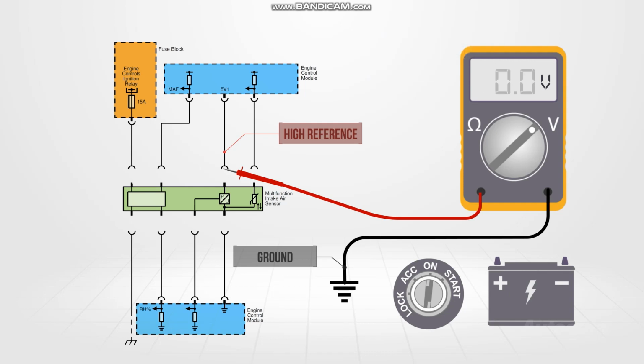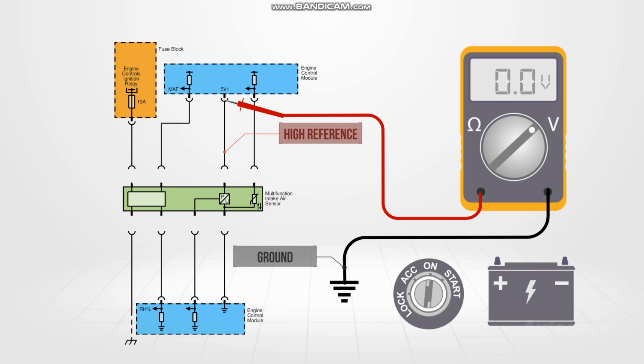If no voltage is seen, this might indicate an open within the circuit. Move the red lead to the ECM and back probe the baro high reference terminal. If voltage is now seen, this confirms an open in the harness.